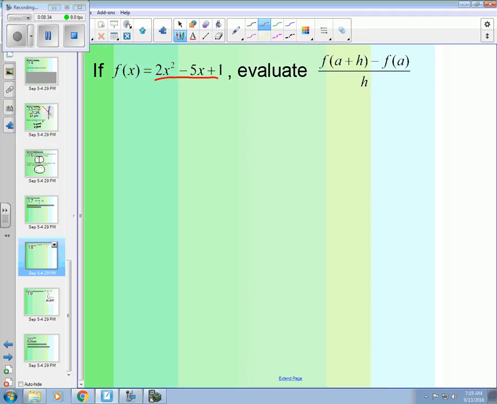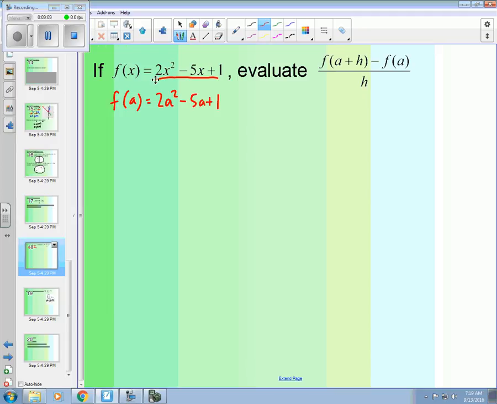evaluate the difference quotient. All right, so what we want to do is put this function into the difference quotient here and evaluate it. So what you're going to do first is figure out what this would be at f of a. Okay, f of a, meaning what would you get if you put a in for the function? Well, basically it would just be replacing all these x's with an a. So we get 2a squared minus 5a plus 1.